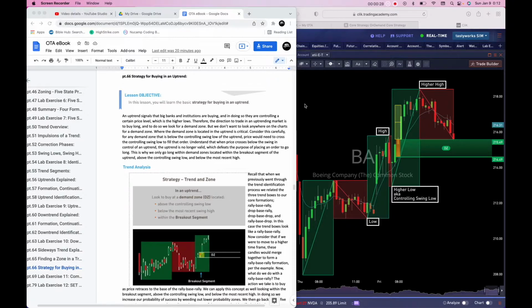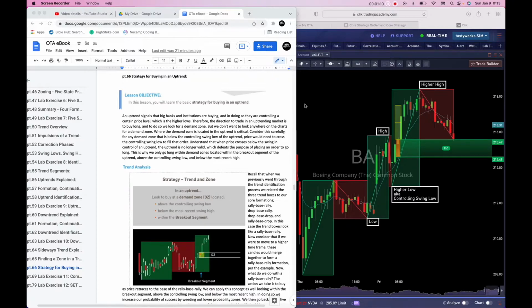a demand zone. But we don't want to look anywhere on the charts for a demand zone. Where the demand zone is located in the uptrend is critical. Consider this carefully. For any demand zone that is located below the controlling swing low of the uptrend, price would need to cross the controlling swing low to fill that order. Understand that when price crosses below the price point of the swing in control of an uptrend, the uptrend is no longer valid, and this would defeat the purpose of placing an order to go long.